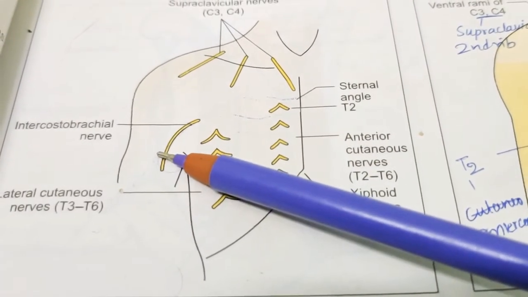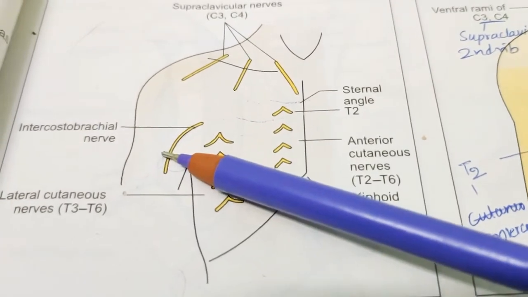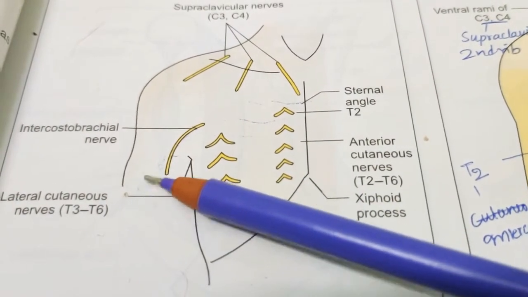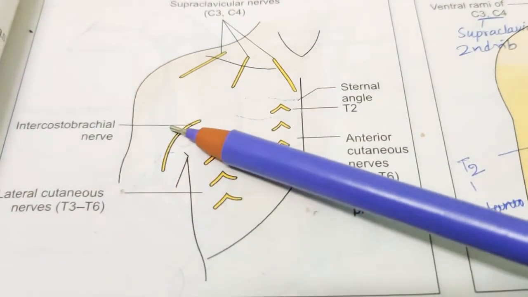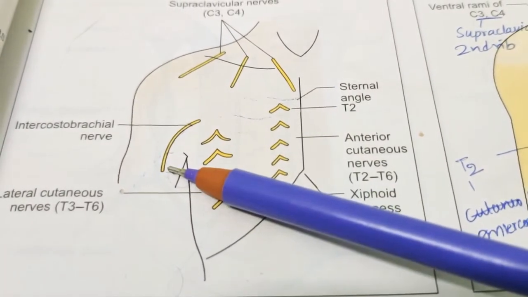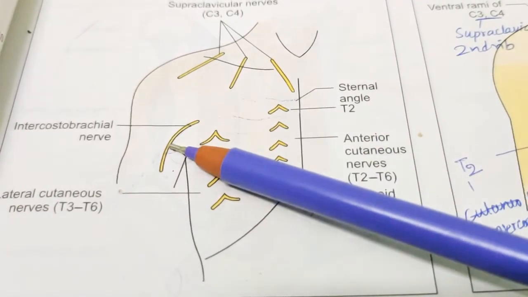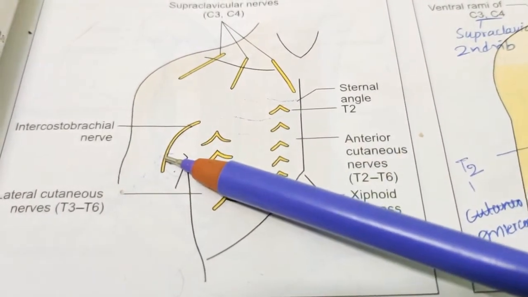In the name itself you can see intercostobrachial. Brachial means going to the arm. So of course it will supply the axilla, and also the upper half of the medial side of the arm. This is the medial side of the arm, right? So the upper half of the medial side of the arm is also supplied by the intercostobrachial nerve, right?